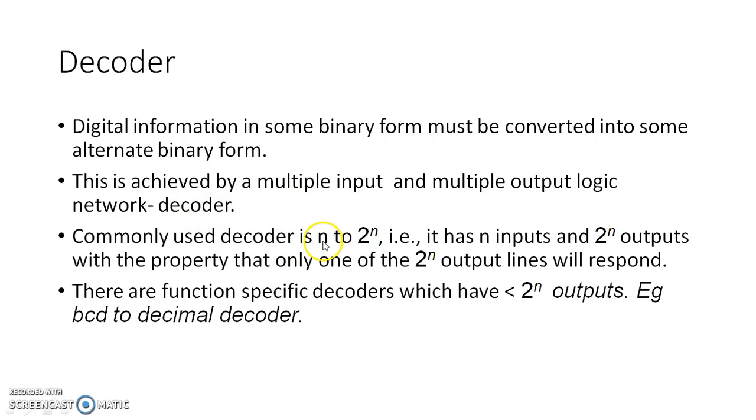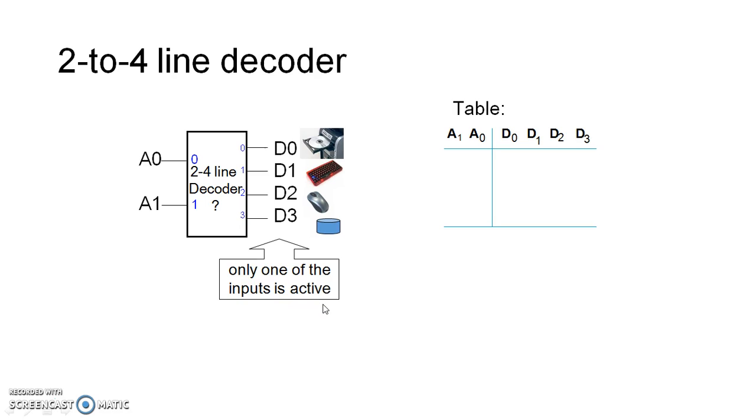The commonly used decoder is the n to 2 power n line decoder, which has n inputs and 2 power n outputs, out of which one of the 2 power n output lines will respond. And there is one more type of decoder called function specific decoders, which have fewer than 2 power n outputs. One example of that is the binary coded decimal to decimal decoder, where we require only 10 outputs out of 16 outputs. So this is called a function specific decoder.